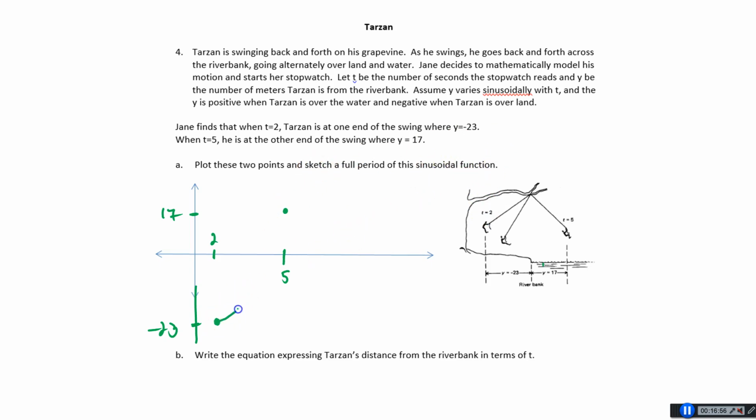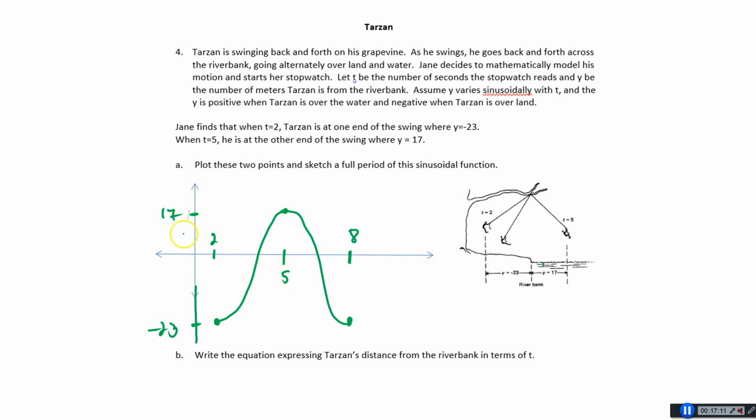So he goes from bottom to top in that much time, and then I'll have to come back to the bottom. So there's one full period, bottom to bottom. It took 3 seconds to get here, so it'll take another 3 to get here, so we'll be at 8. Okay, we have to figure out our center line.